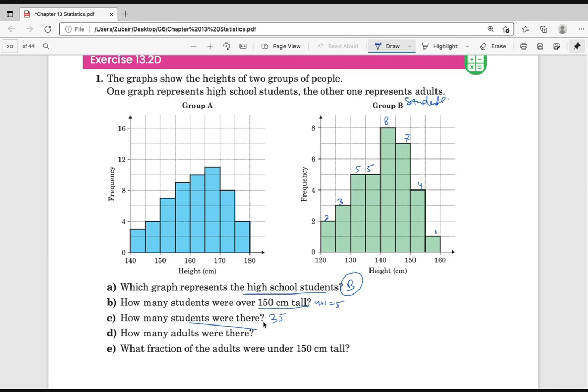How many adults were there? So this is 3. I think this is 3.5. These two are 4. Yes. So one box must be 2. Okay, right.